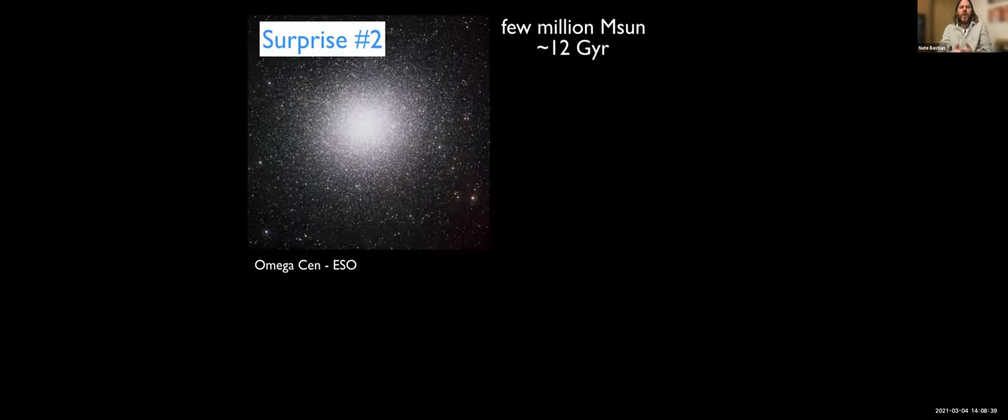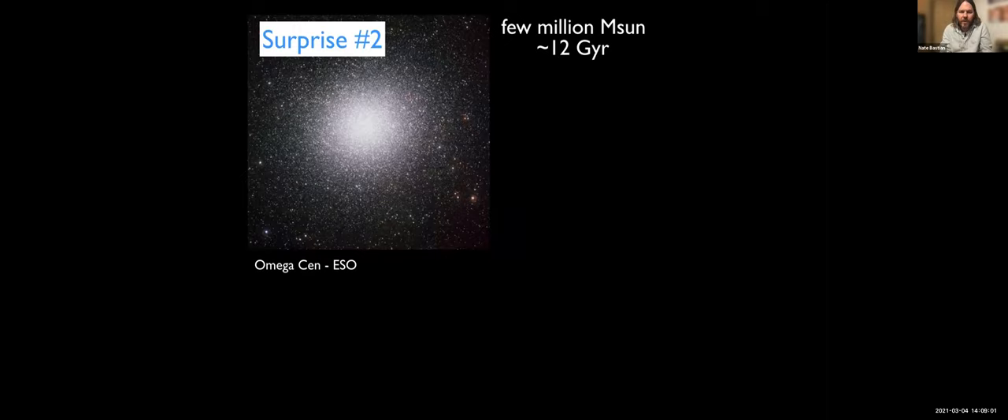Now, the other big surprise is that around the Milky Way, we often thought of globular clusters as being some of the oldest objects in the universe. They're in the halo or bulge, and they're attributed to the early phases of galaxy assembly. So this is just one example. This is Omega Cen, the most massive globular cluster in the Milky Way. This is a few million solar masses, with an age of about 12 gigayears.